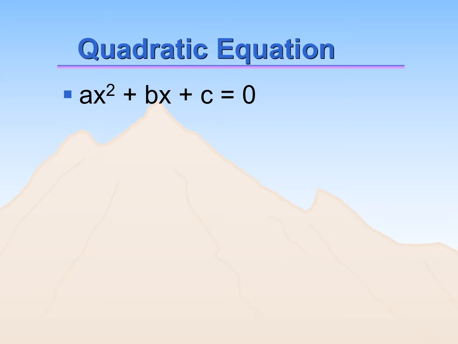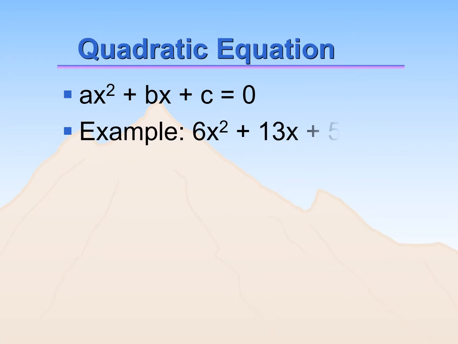And always, when we're trying to solve a quadratic equation, we're going to want to get it set equal to 0. So if it's not set equal to 0, then we need to do that first. For example, if we have 6x squared plus 13x plus 5 equals 0, our a would be 6, our b would be 13, and our c would be 5.